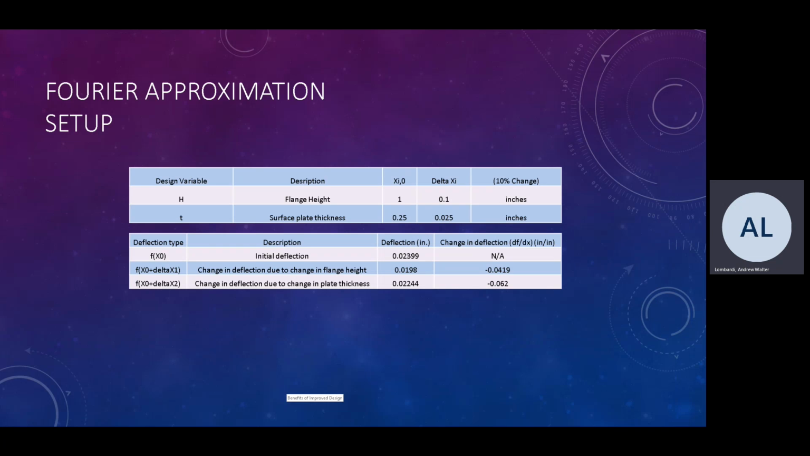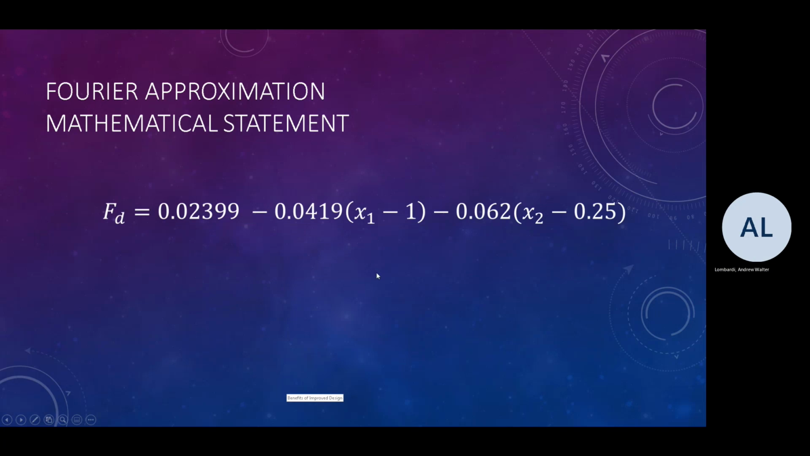Using this data, we've created a Fourier approximation where you can see the design variables here with their deltas and the resulting deflections from those deltas in the lower table. It resulted in a Fourier model shown here.